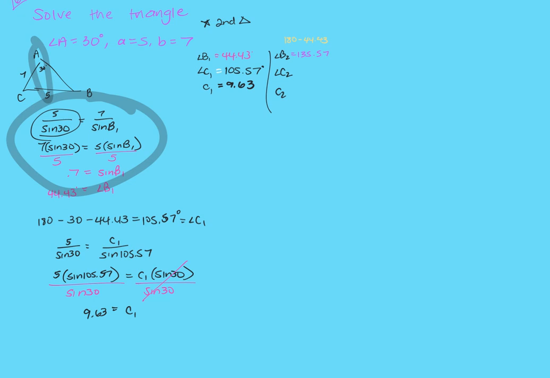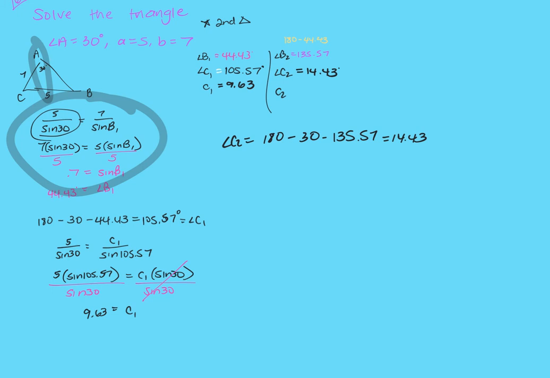Now I've got to see if there's a second triangle. So I'm going to go to my second triangle. I'm going to take the 180 to find angle C2. 180 minus the 30 that's given to me at the beginning, minus the 135.57 I found. And I get 14.43. So there is a second triangle. If that angle was negative, I'd be done. There's no second triangle. If that angle is positive, like this one is, then I know there's a second triangle.